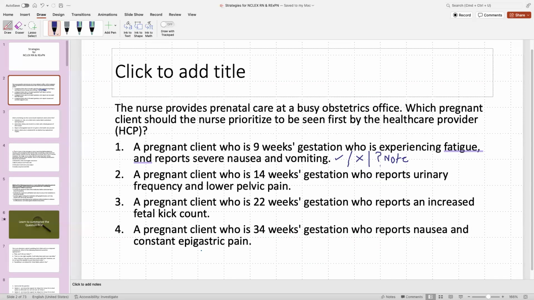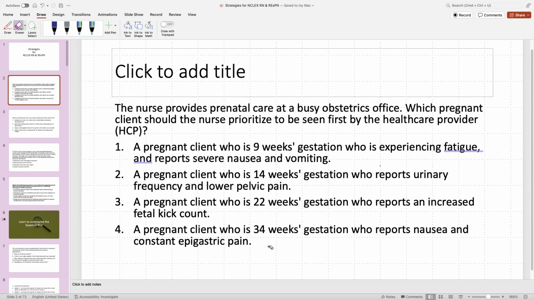So you might be able to eliminate one or two or three options, and you might have one or two remaining. With the remaining options, just go back to the question and ask yourself, which one should I take care of first. Okay, so Julie, go with the first option. Pregnant client who is 9 weeks gestation, who is experiencing fatigue and reports severe nausea and vomiting. Okay, so now, Julie, before going to the next option, we need to find out something from this option.